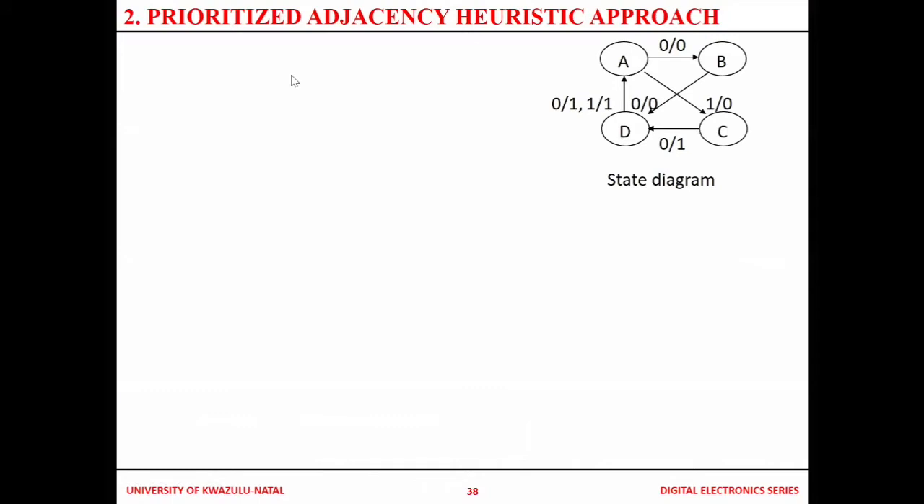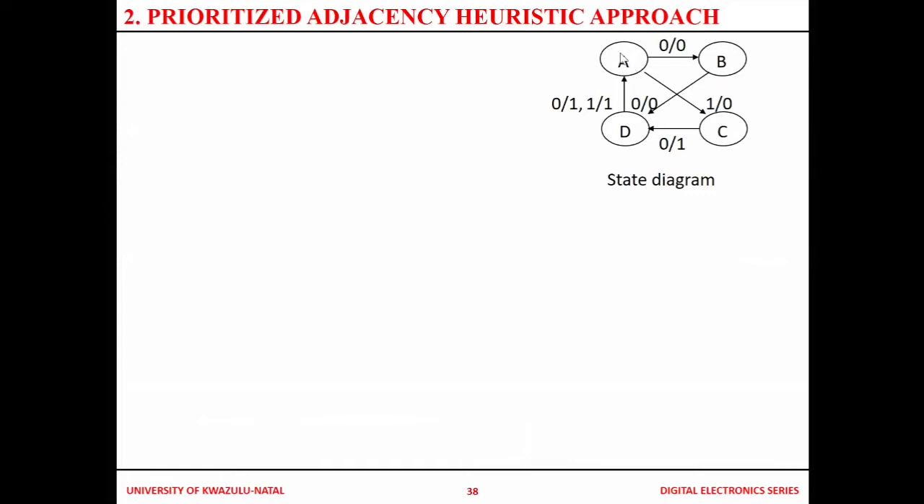Okay. Now we go to the next one. It's called the prioritized adjacency heuristic approach. Sometimes it's called the successor predecessor approach. Here is your machine, your state diagram. You have designed your machine, your state diagram. You've got states A, B, C, and D, and these are the transitions.